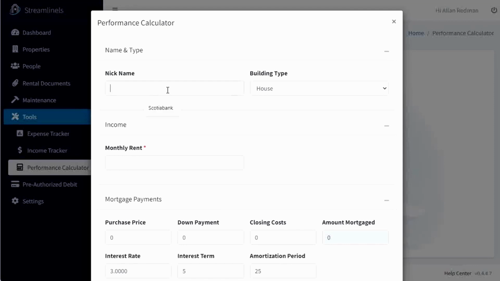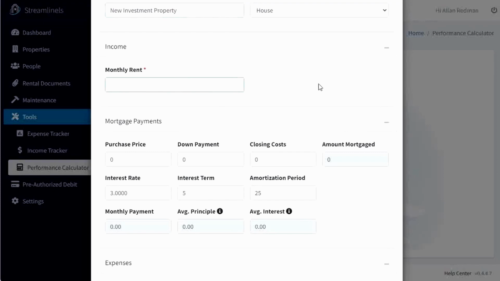So creating a new performance record, we just create a nickname. I don't know why Scotiabank's showing up, but let's just say it's new investment property. Let's say it's a house. The monthly rent is, let's just say it's $1,500.